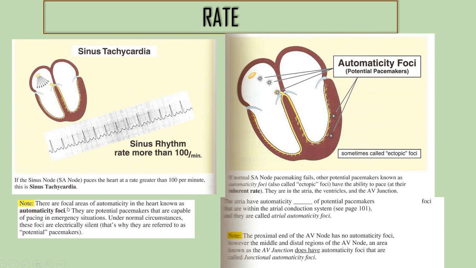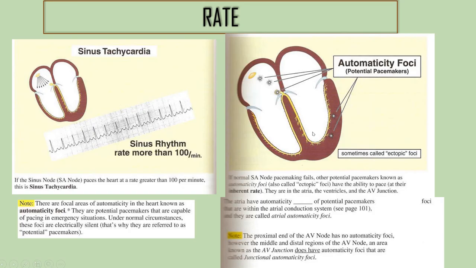Note, there are focal areas of automaticity in the heart known as automaticity foci. These are potential pacemakers that are capable of pacing in emergency situations. Under normal circumstances, these foci are electrically silent. That's why they are referred to as potential pacemakers.